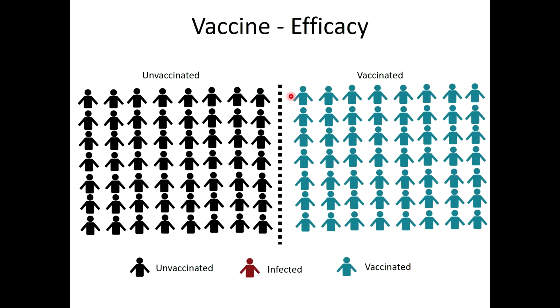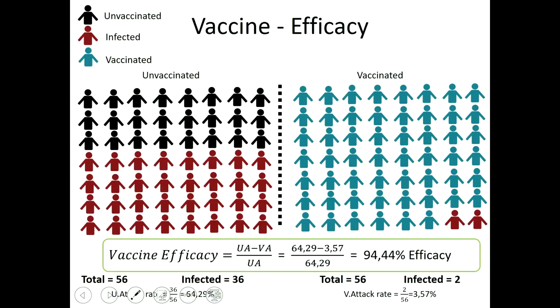For example, we have two groups of 56 healthy individuals. One is vaccinated and the other is not. We follow up both groups and the number of infections in each group is compared. Then we compare the infected individuals in both groups by calculating the attack rate. The attack rate is the proportion of exposed people that become sick.